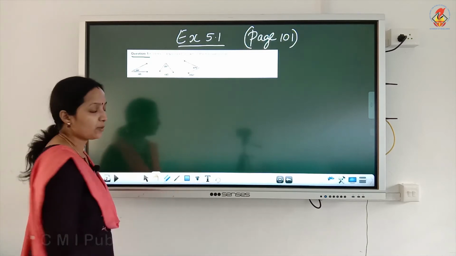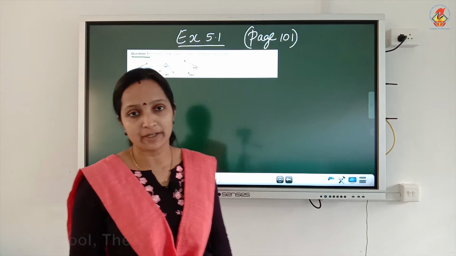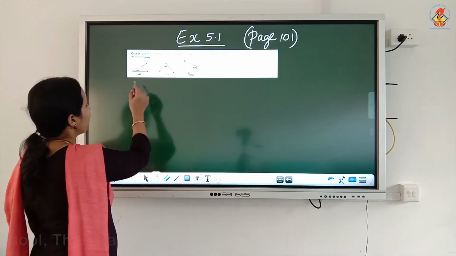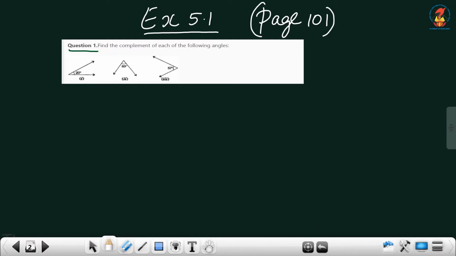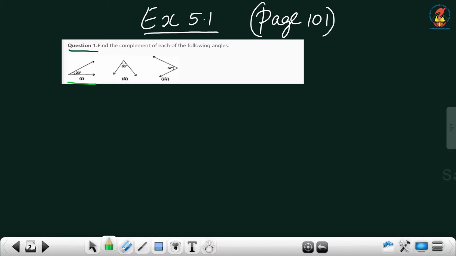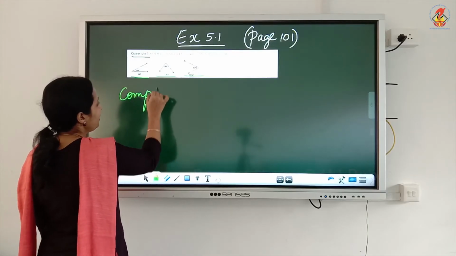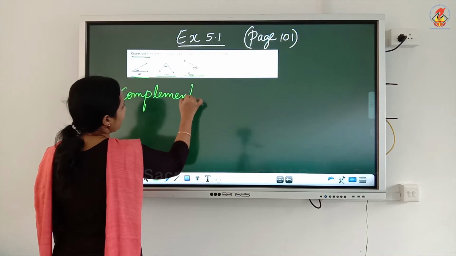Complementary angle means what? If the sum of two angles is 90 degrees, we can say that they are complementary angles, okay. Now we have to find the complement of 20 degrees, the complement of 63 degrees, and the complement of 57 degrees. So for finding the complementary angle, what is the formula?